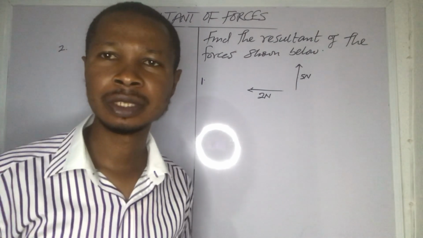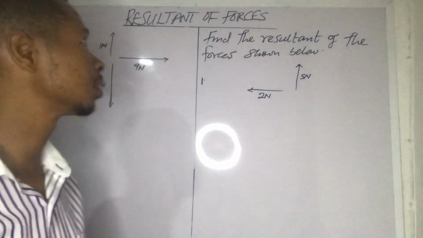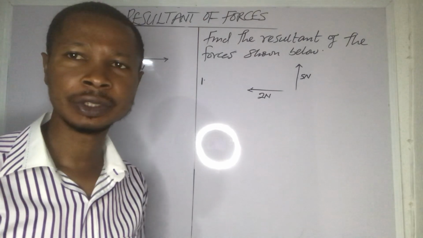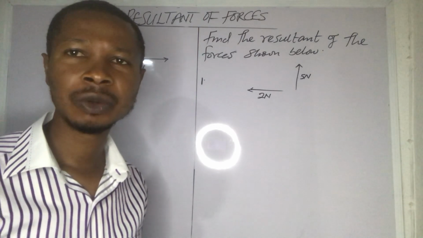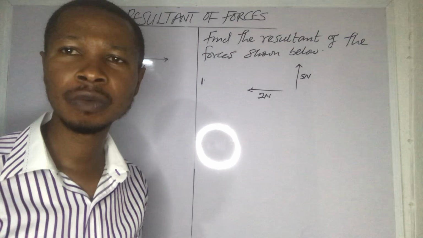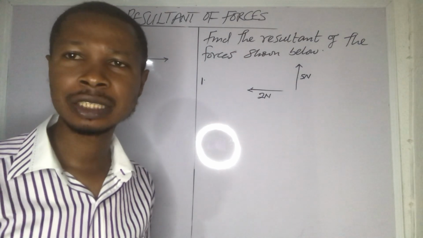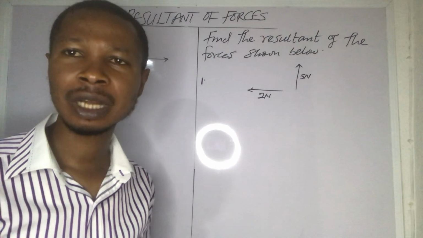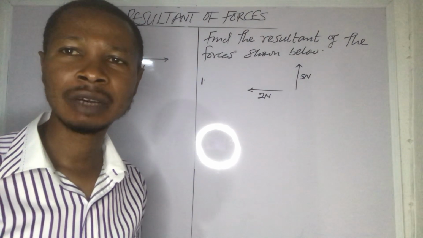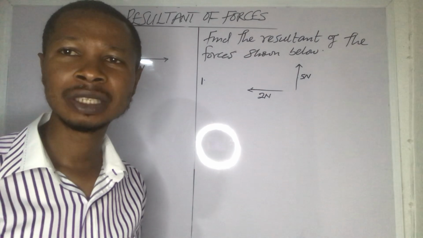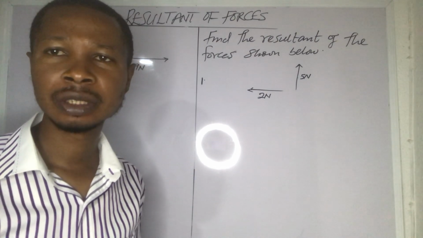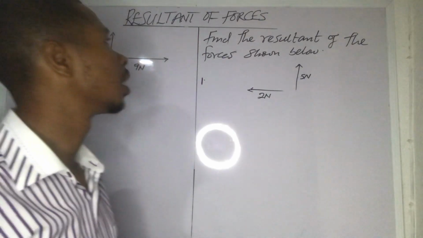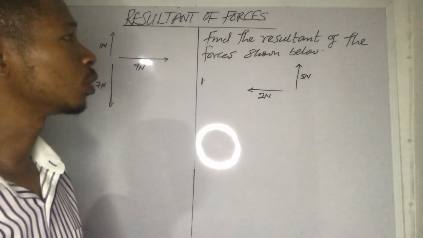In today's lesson, we are looking at resultant of forces. In this lesson, we are looking at resultant of two or more forces not acting at a point. Those are forces we refer to as free forces or free vectors. Using this example, find the resultant of the forces shown below.